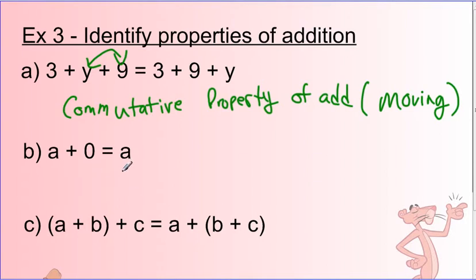Letter B. We saw this up in the vocabulary. This is an example of the additive identity.